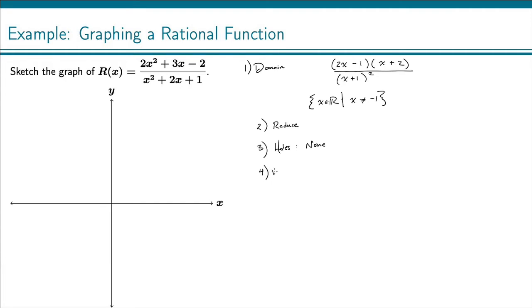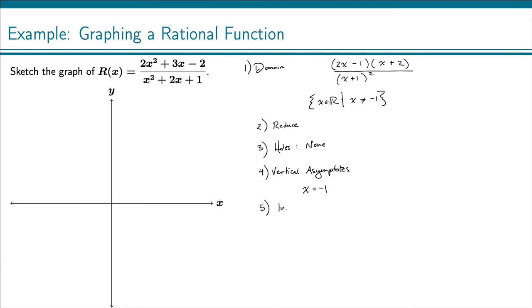Next is vertical asymptotes. Vertical asymptotes are the zeros of the denominator of your reduced form. Our fraction here is already in reduced form. The zero of the denominator is just negative 1. So x equals negative 1 is the vertical asymptote.